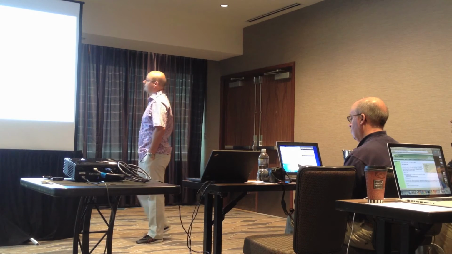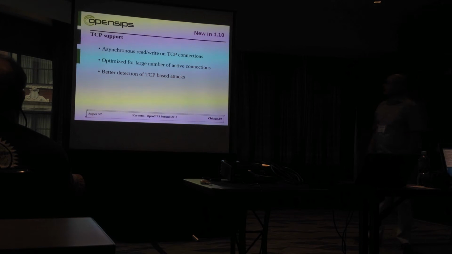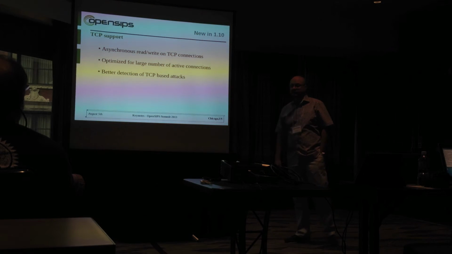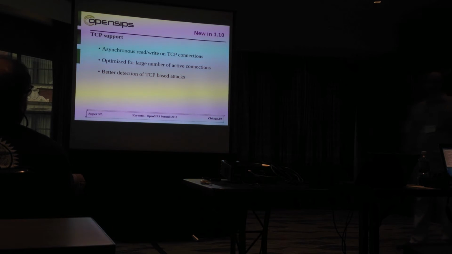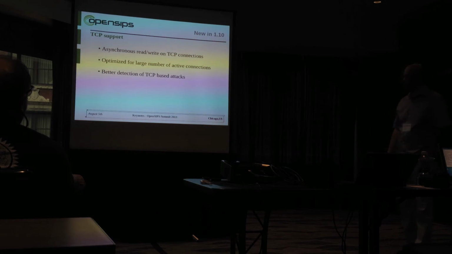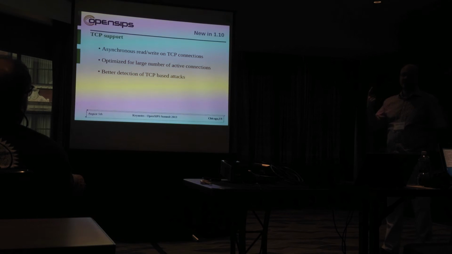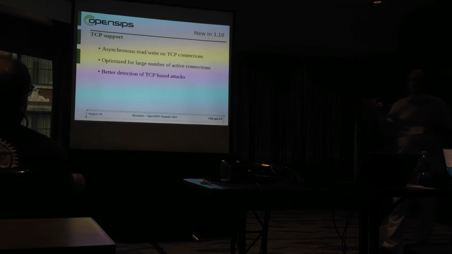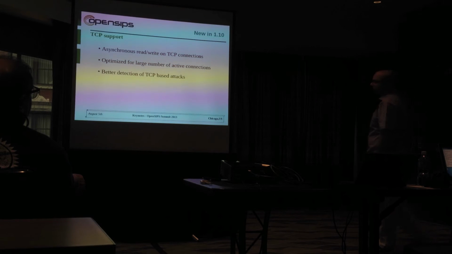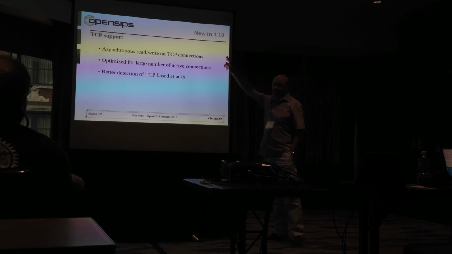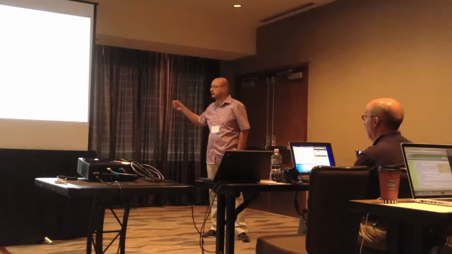Other work that was done in 1.10, really important, was addressing the TCP support and adding support for asynchronous read and write operations on the TCP connections. TCP by definition is a very heavy-loading protocol. For UDP, it really doesn't matter if you have one user or 100,000 users. In UDP you don't have connections, so for the proxy there is no overhead because of that. With TCP, there is a huge difference for the application and for the kernel if you have one or 100,000 connections.